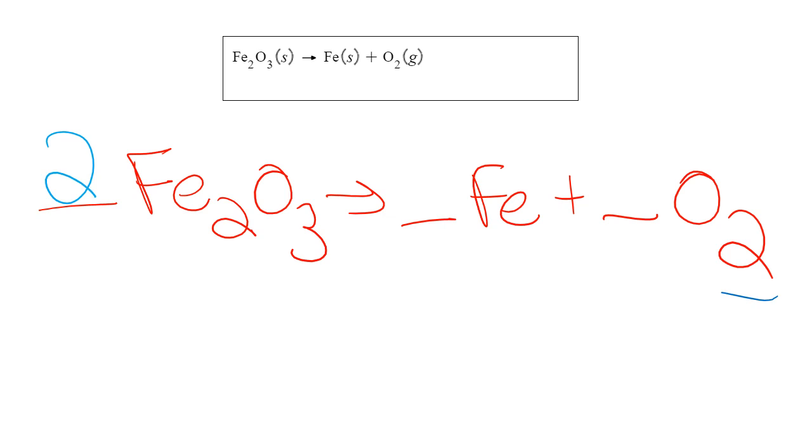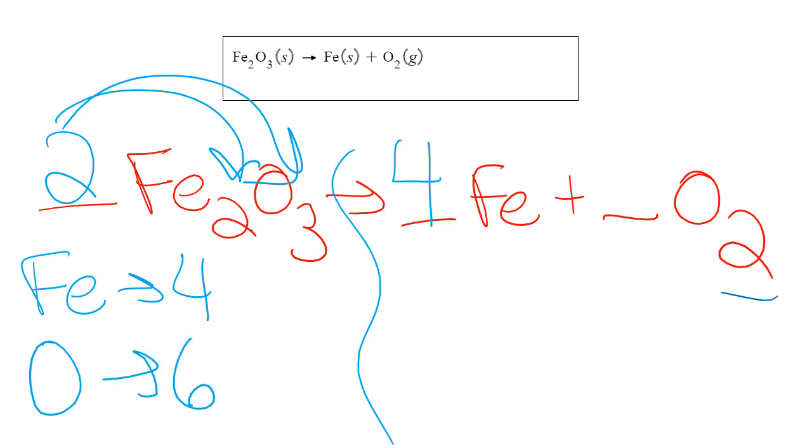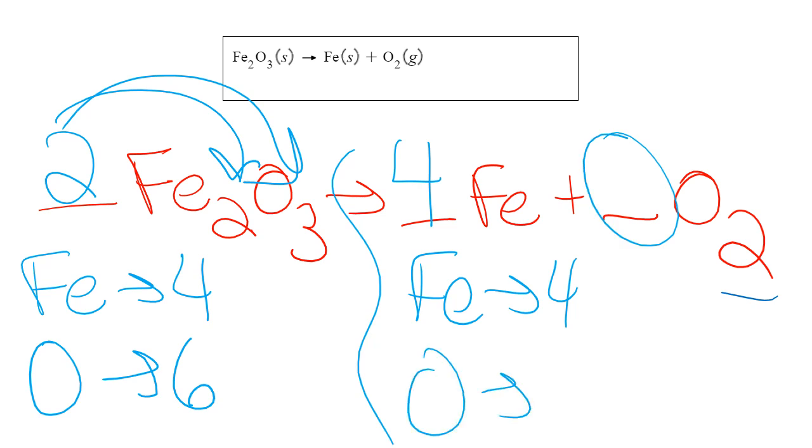Then start over. If we put a 2 in front of Fe2O3, we then can put a 4 there because there's 4 Fe's on the reactant side. 2 times 2 is 4. 2 times 3 is 6. Now irons are balanced. So we have to put a number there to make oxygen 6. And that would be a 3. 3 times 2 is 6. So those are balanced.